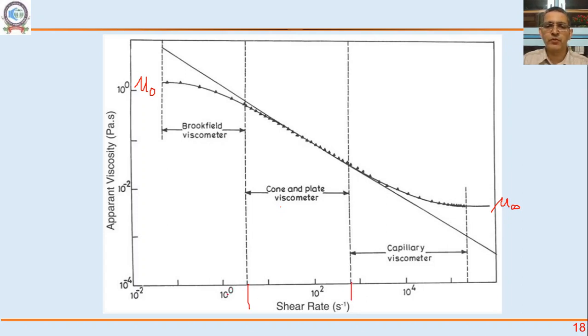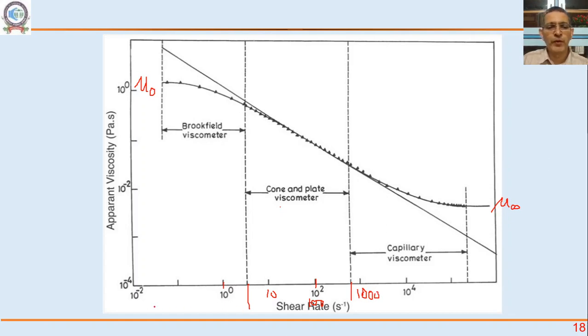So this is 10 raised to 0, which means 1. This is 10, this is 100, this is 1000. So approximately between 1 and 1000, the cone and plate viscometer works nicely.